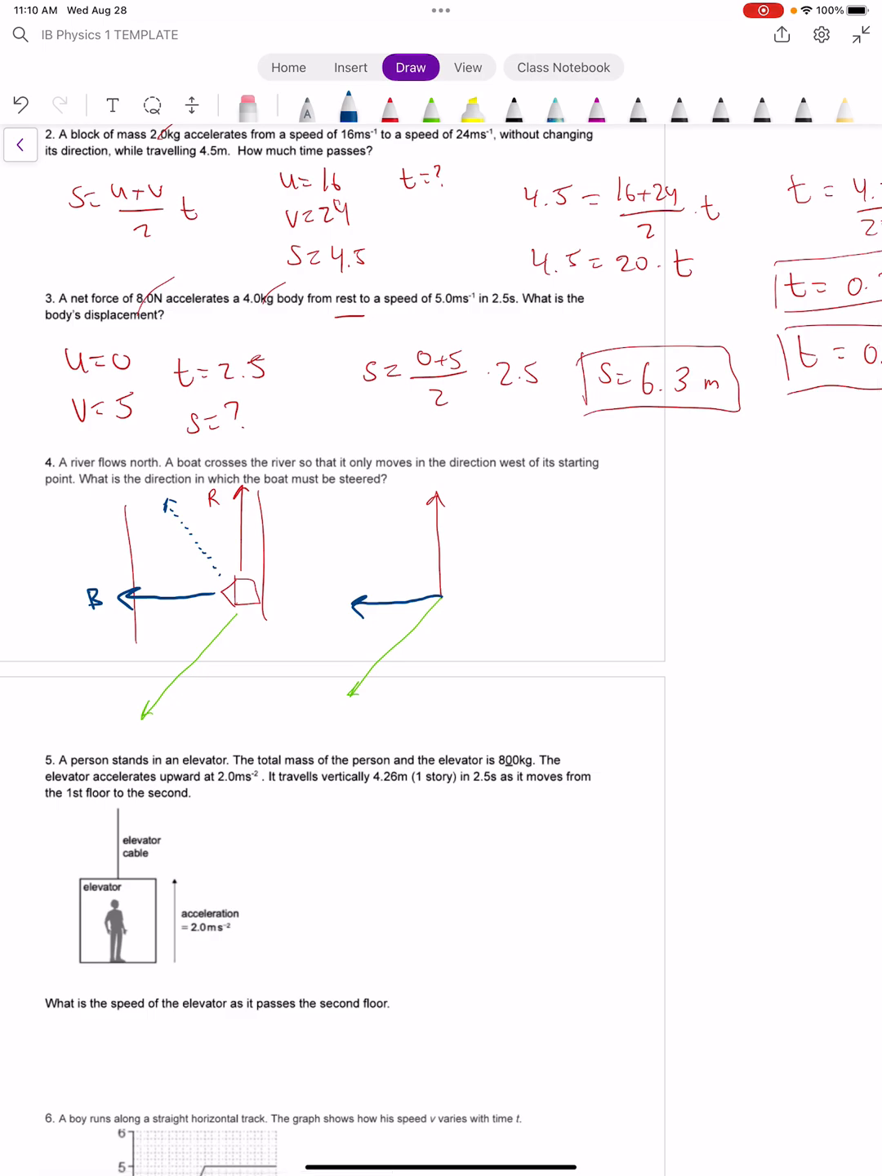Okay? So basically, the red vector plus the green vector, which is the steering vector, so that's how we're going to steer, plus the steering vector will equal what the boat actually does, the boat vector.